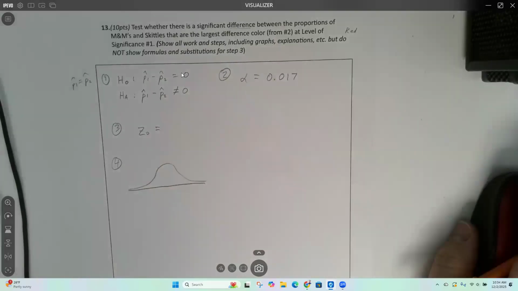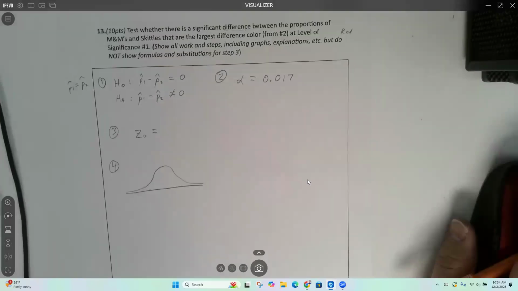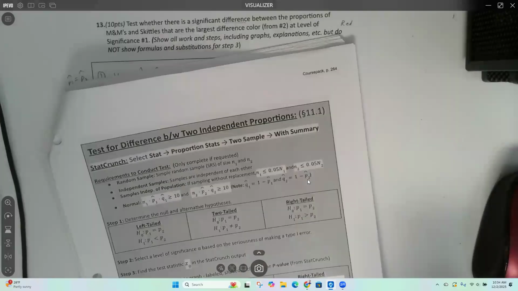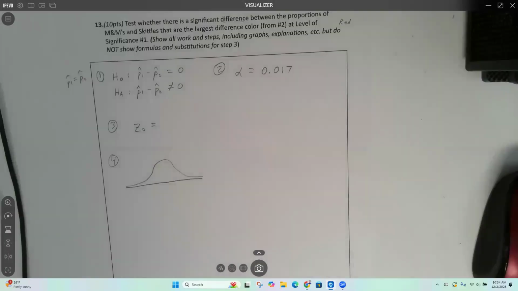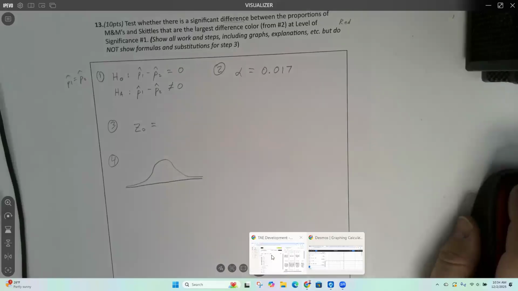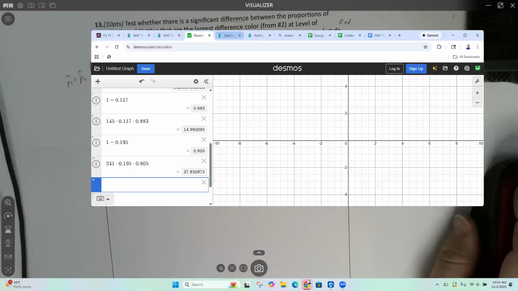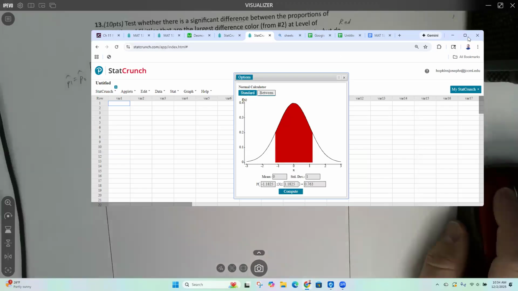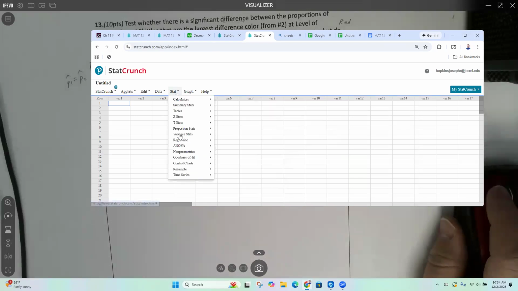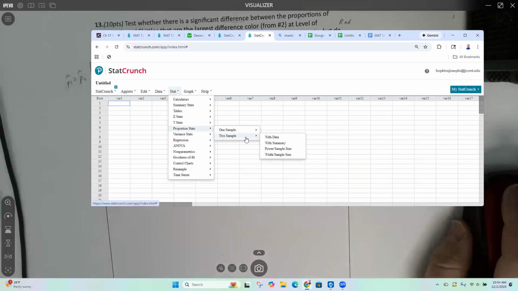So that's going to be under Stat, Proportion Stats, Two Sample with Summary, which is the same thing we did for hypothesis testing. Let me close this. Stat, Proportion Stats, Two Sample, because we have M&Ms and Skittles. We have two different samples. With summary.